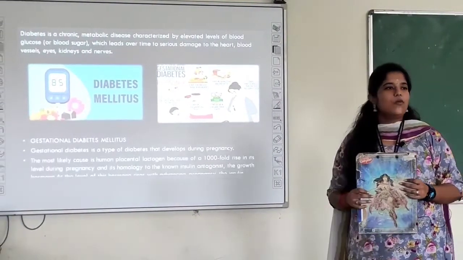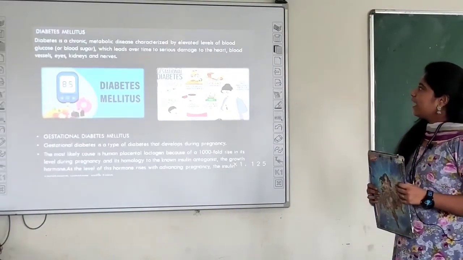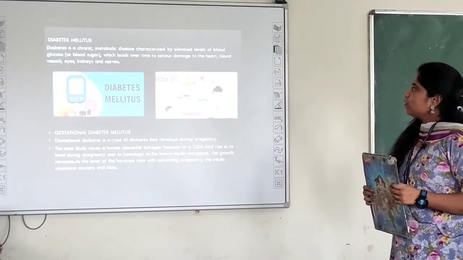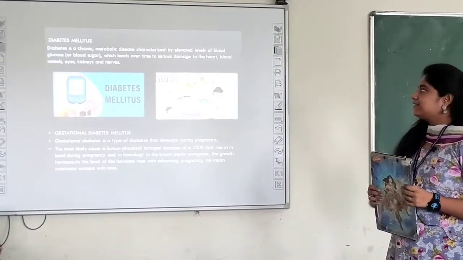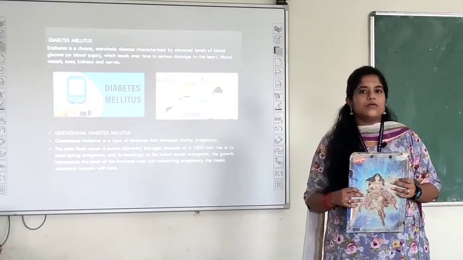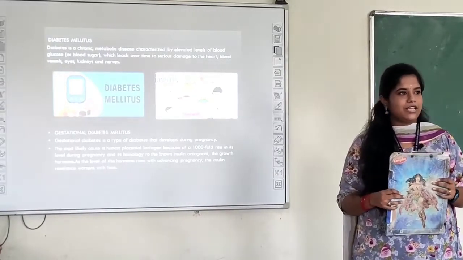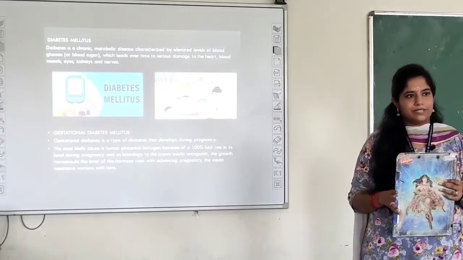So we all know what diabetes mellitus is. It's nothing but a chronic metabolic disease characterized by elevated levels of blood glucose or blood sugar, which leads over time to serious damage of the heart, blood vessels, eyes, kidneys and nerves. So we know the types of diabetes mellitus: type 1, 2 and gestational. I am here to concentrate more on gestational diabetes mellitus.